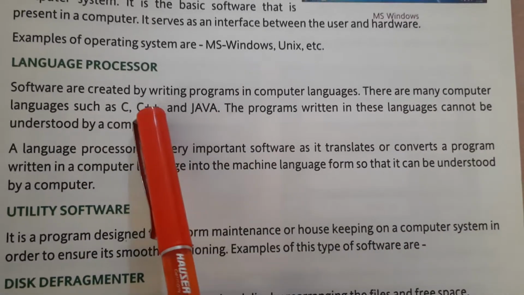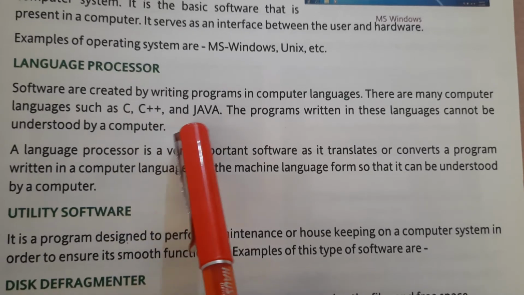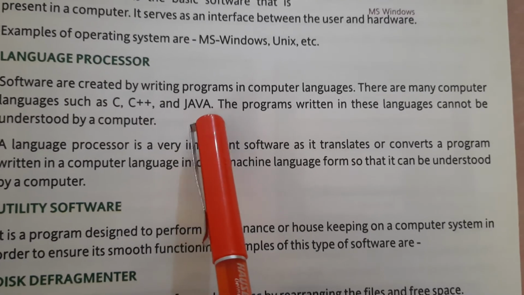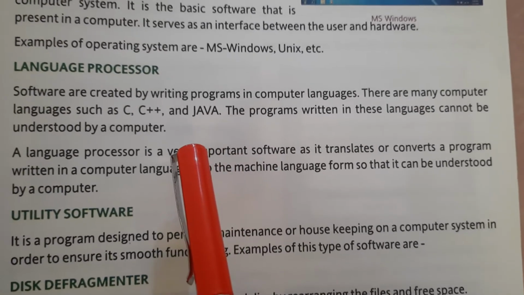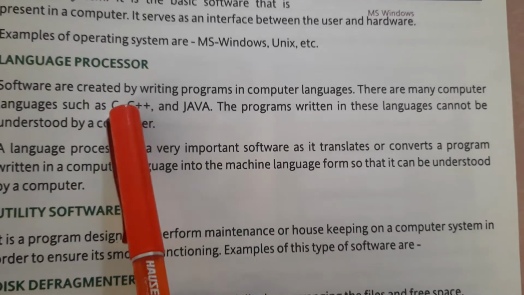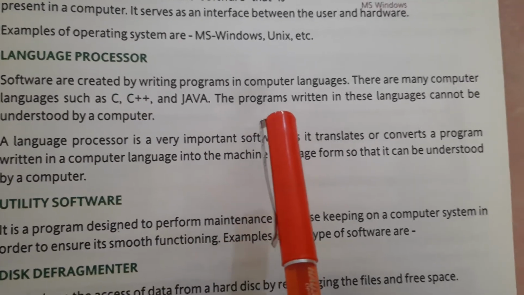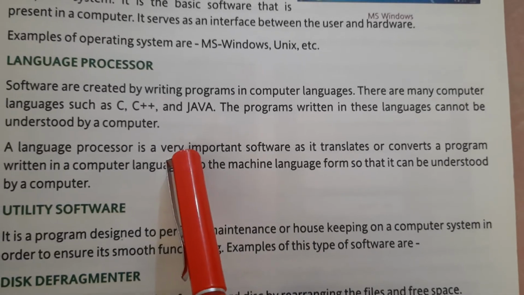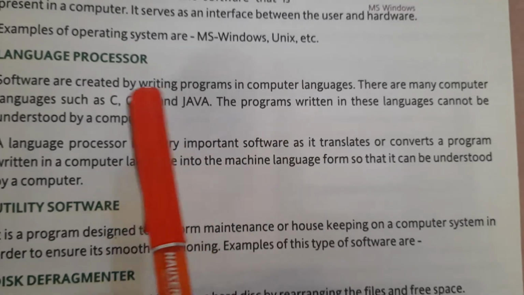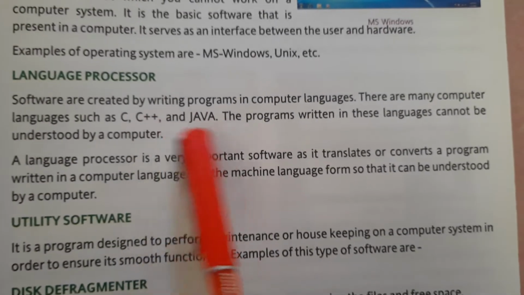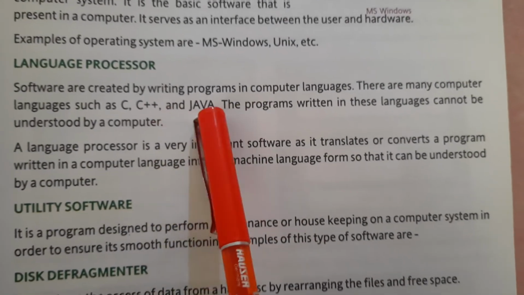There are many computer languages like C, C++, and Java. You will study them in later classes also, and you must have heard the names of all these. These languages are used for creating software. But the problem is that programs written in these languages cannot be understood by a computer. Though we write our programs in these languages, the computer still cannot understand them.